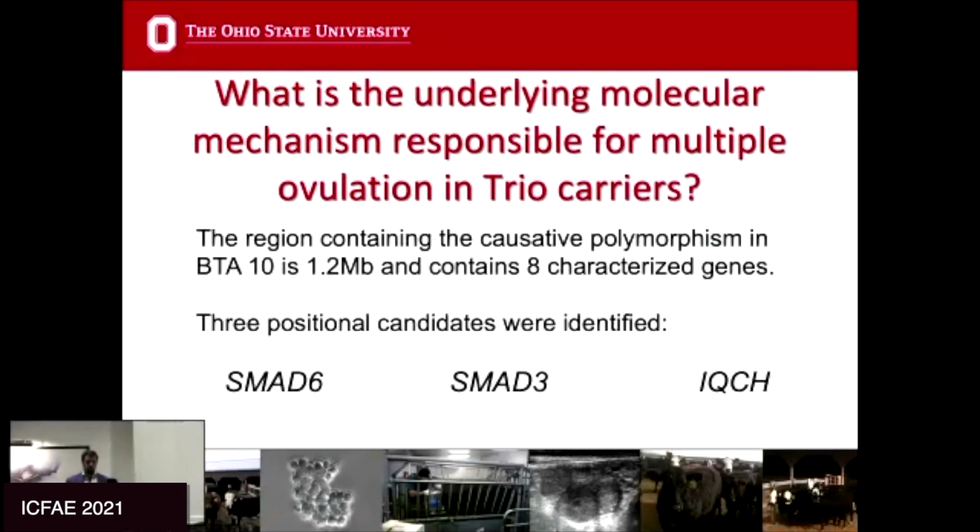So then we went on to look at what the actual molecular change was. If you remember, the original genetic studies had indicated that the causative polymorphism for the trio allele was in chromosome 10, and it spanned a region of about 1.2 megabases, and there were 3 positional candidates in that region: SMAD6 and SMAD3, both of which are part of the TGF-beta signaling pathway, and then IQCH, which had been associated with age at menarche in women.